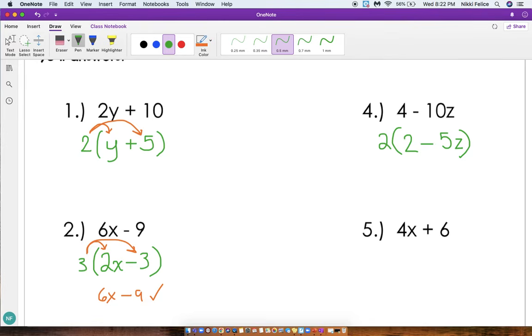And then number 5, we have 4x plus 6. The GCF between 4x and 6, again, is 2. So I'm going to divide 2 out of both of these terms. 4x divided by 2 is 2x. And 6 divided by 2 is 3. And so there is our factored expression.